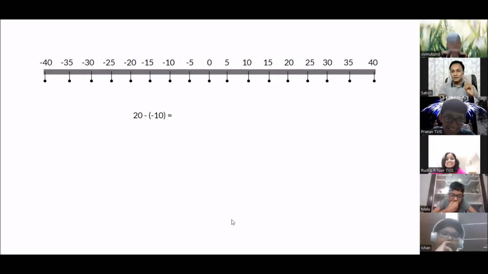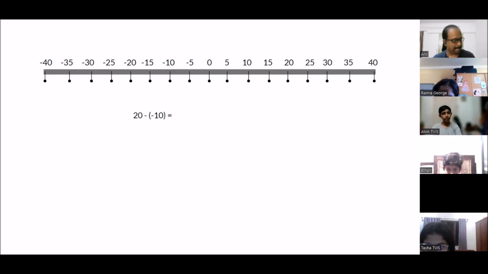20 minus 10. So 20 minus negative 30. Okay. I mean negative 30. 20 minus 20 negative, minus 20 negative. Shivamukund's head has gone like this. Yeah. Okay. Anyone else wants to attempt?